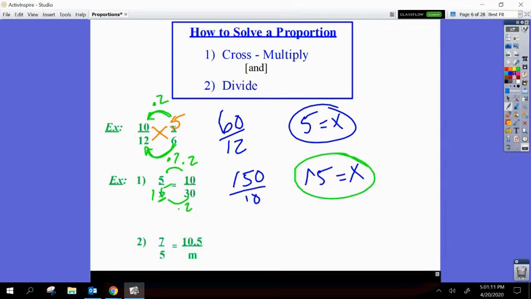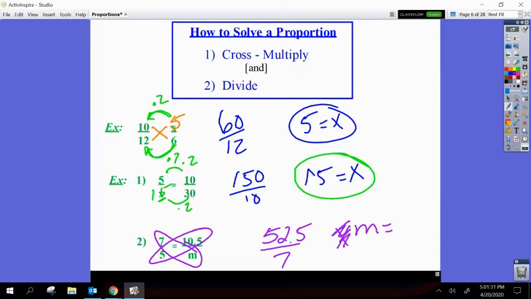One more example. 5 times 10.5 is 52 and a half. And then 7 times m, well, we wouldn't do that part. We divide by the leftover 7, so we get m, not x in this case. We get m is equal to 7 and a half. Is it possible to get decimal answers? You bet it is. I had to use my calculator for that one.